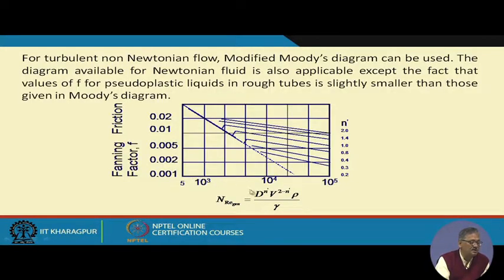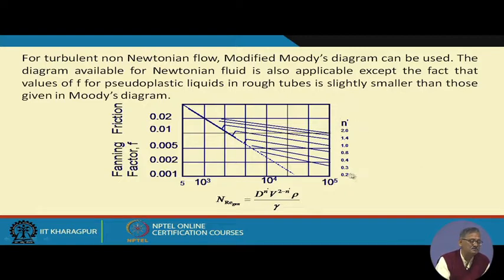Here it is N_Re general, that is D to the power n' times V to the power 2 minus n' times rho by gamma. This is plotted versus the Fanning friction factor. Here it is given 10 to the 3, 4, 5, and the friction factor axis reads 0.01, 0.001, 0.002, 0.005, 0.01, 0.02, in this range, and this side is n'.